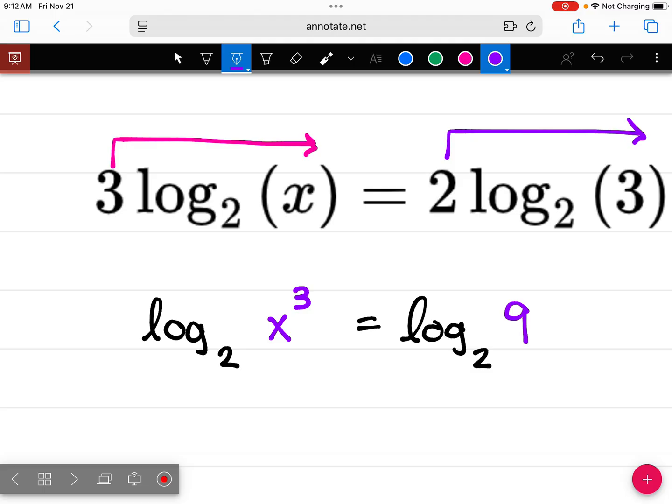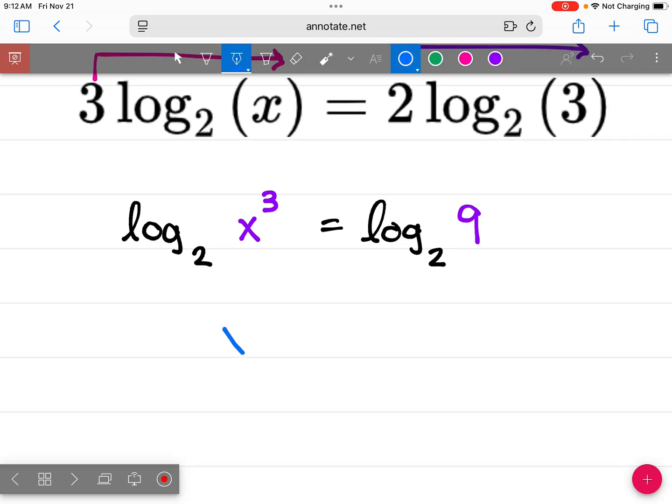Because now we have the same base on these logs and there's nothing else going on, so I just need to set my arguments equal. The bases are the same. I don't have to do anything else to them. I just need to know, when does my argument of x cubed equal my argument of 9? Their bases are the same. I put my stylus down and I'm 4 seconds away from my iPad. There it is.